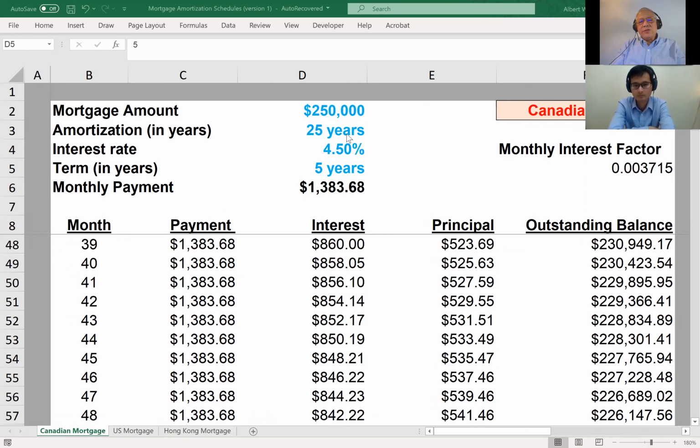The second consideration is the amortization. So what is amortization? Amortization is the time it takes for you to pay off the loan. In Canada, the typical amortization period is 15 years, 20 years, 25 years. And in the last couple of years, we have seen mortgages that are amortized for 30, even 35 years.